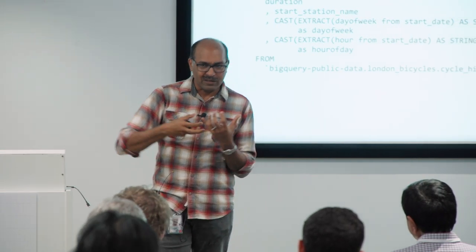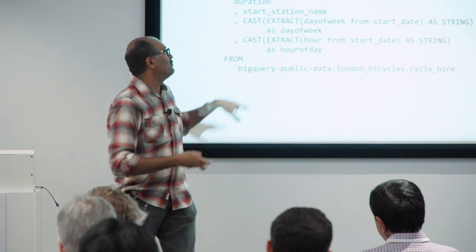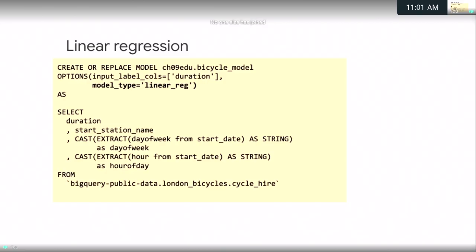So we want to make sure that the values that we use in our model are things that we actually will see. So I'm pulling out the day of the week, I'm pulling out the hour of the day. These are the values that I get. I pull out the training data, and then I create the model. So that's basically it. I'm saying I want to create a model. It's like creating a table. It's called bicycle model, and it's a linear regression model, and it's learning how to predict the duration.